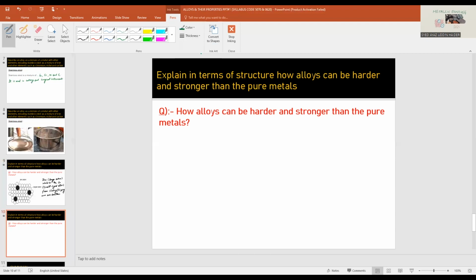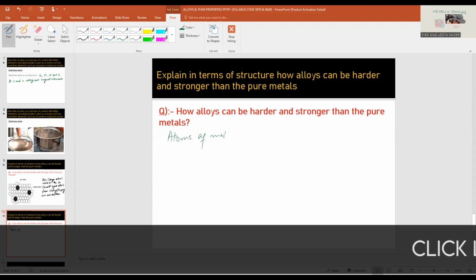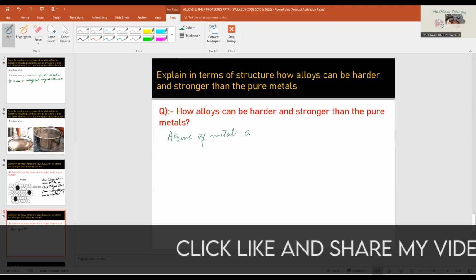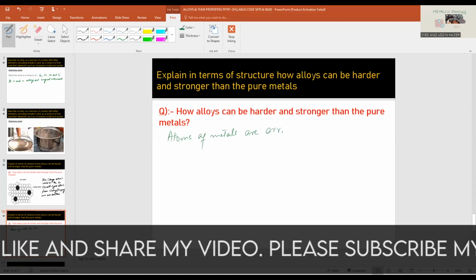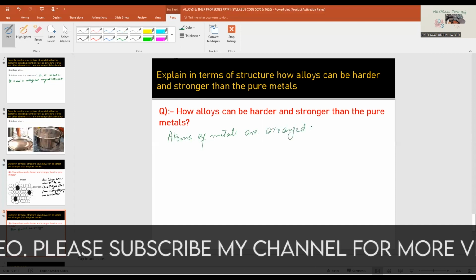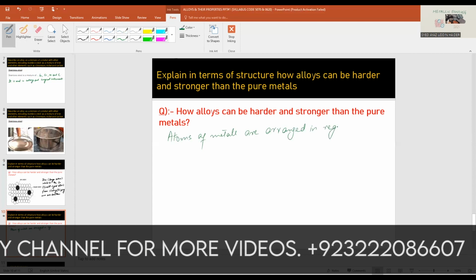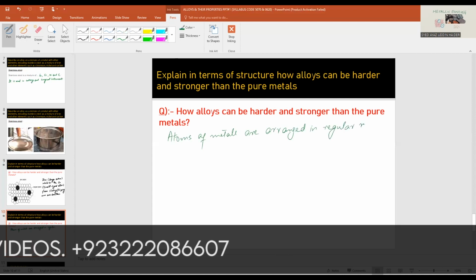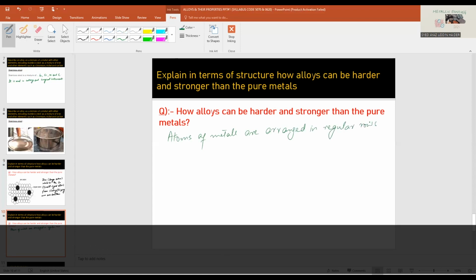How alloys can be harder and stronger than the pure metals? You see, atoms of metals are arranged in regular rows.